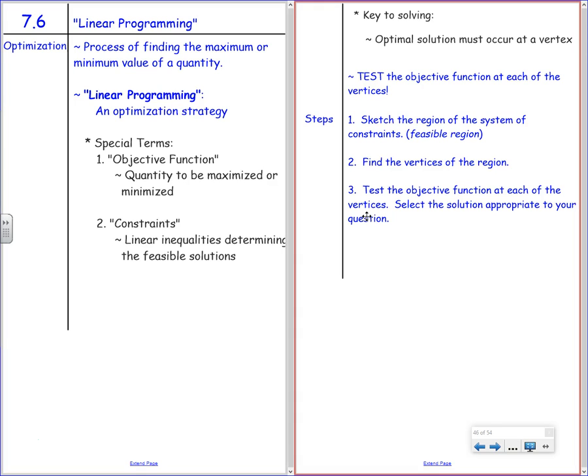Hey guys, we're writing notes, right? Not just goofing off. What does this say in that left margin? Optimization.